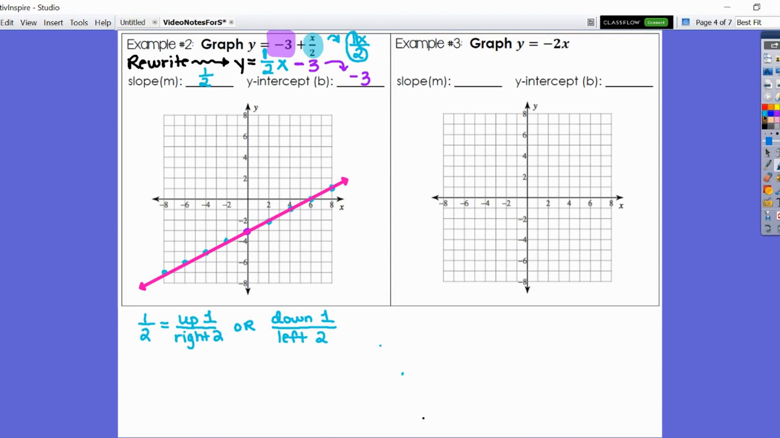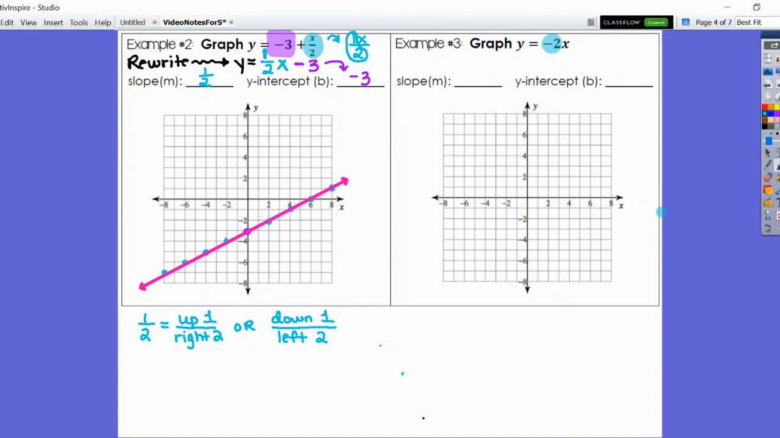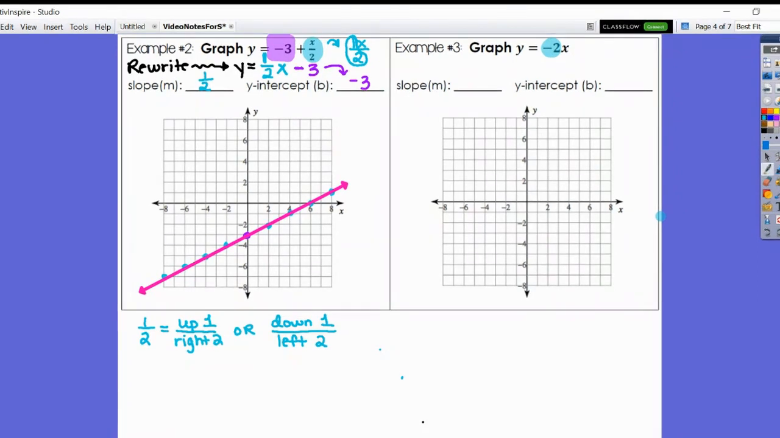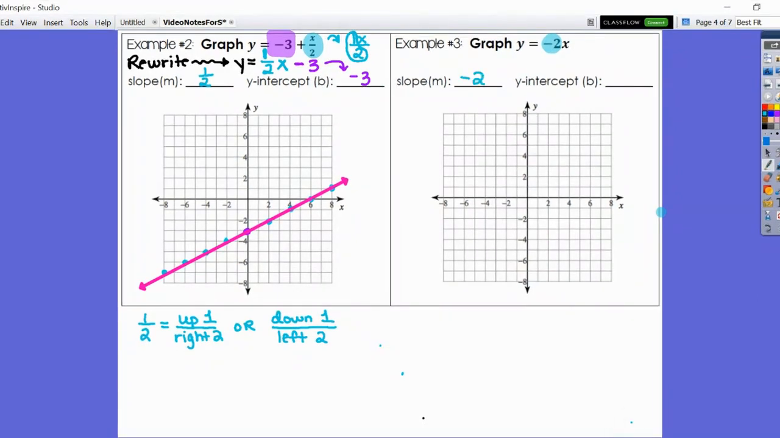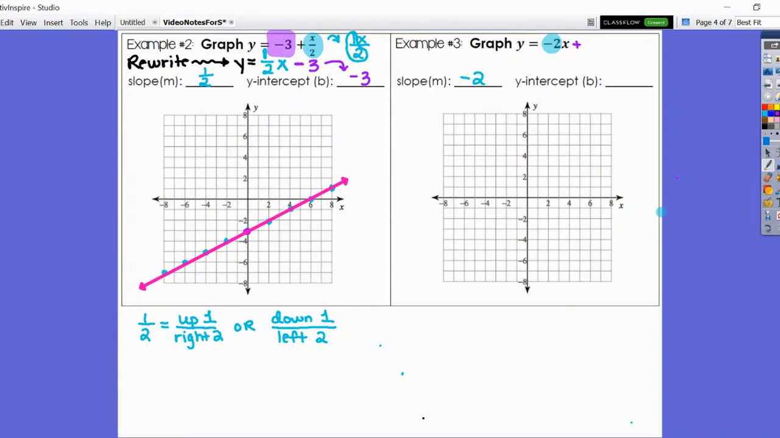My next example 3 is y equals -2x. Well, I can tell you right away that the number in front of my x is my slope, so I got -2 as my slope. The y-intercept is always added or subtracted after the x. If there's nothing there, it's going to be 0. So that's my y-intercept. Well, y-intercept of 0 is just at the origin there. Then I have to apply a slope of -2 to this purple point.